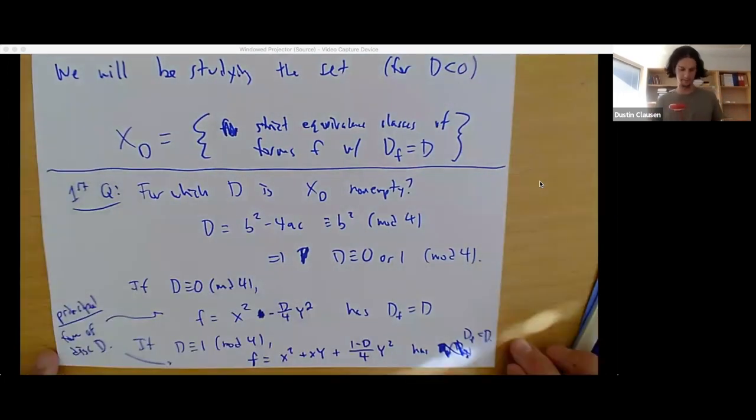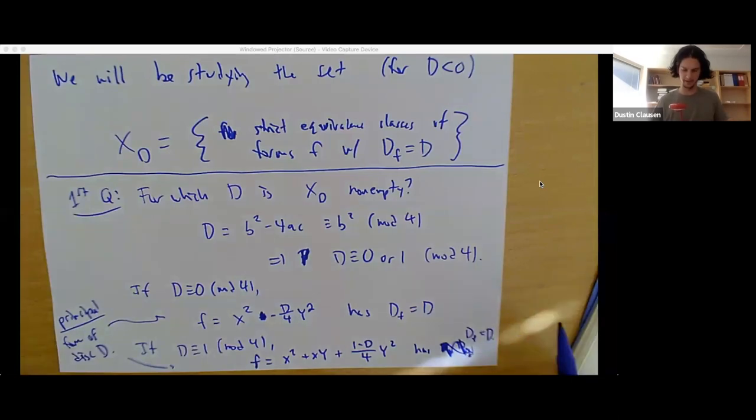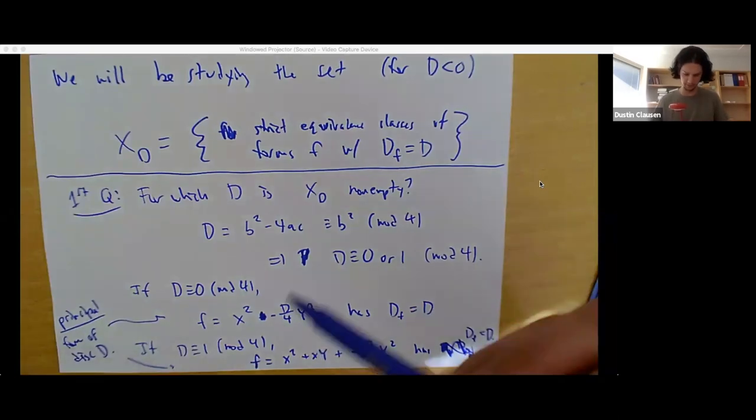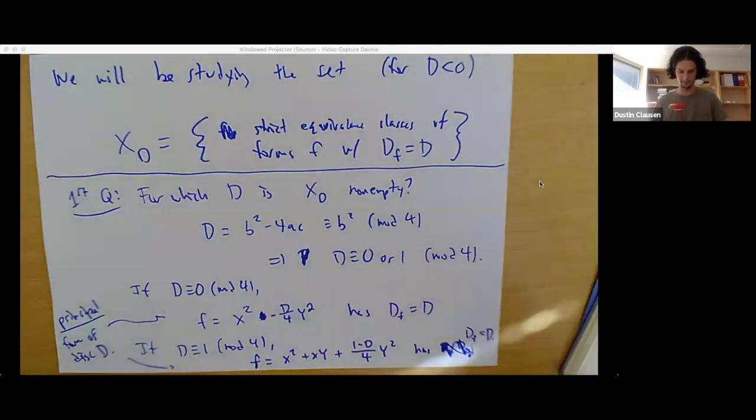Or you might more generally call a principal form anything which is strictly equivalent to one of these two forms. But we'll see that these two also have a special extra property which characterizes them in their equivalence class. And the principal forms do play a special role in the theory. So it's not just an example that you can write down. Okay.